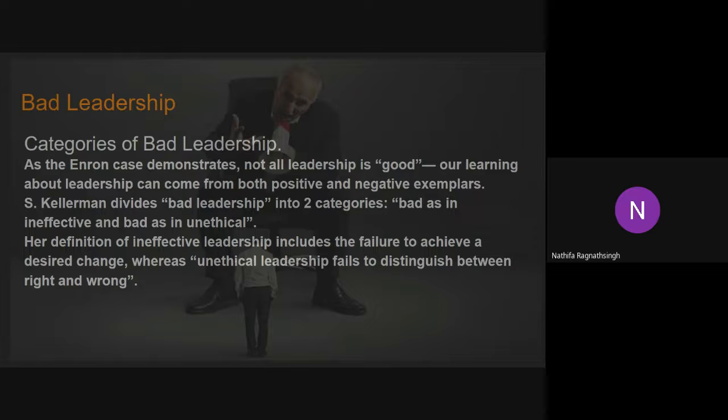Bad leadership. As the Enron case demonstrates, not all leadership is good. Our learning about leadership can come from both positive and negative examples. Esther Kellerman divides bad leadership into two categories: bad as in ineffective and bad as in unethical. Her definition of ineffective leadership includes the failure to achieve a desired change, whereas unethical leadership fails to distinguish between right and wrong.